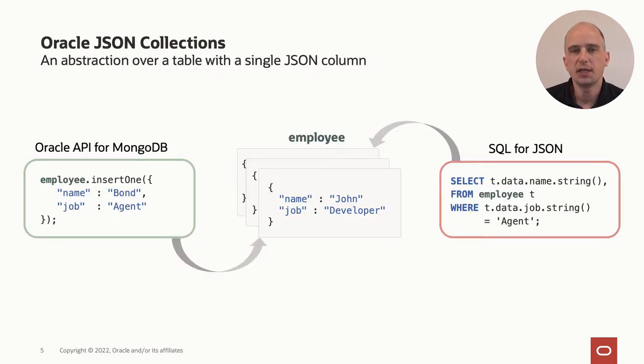But with AJD, it is running Oracle database and it has a lot of benefits that you won't see in these other databases. And the main one that we're going to demonstrate today is the ability to evaluate SQL directly over JSON data stored in collections. So JSON collections can be thought of as an abstraction or a view of a table with a single JSON column.